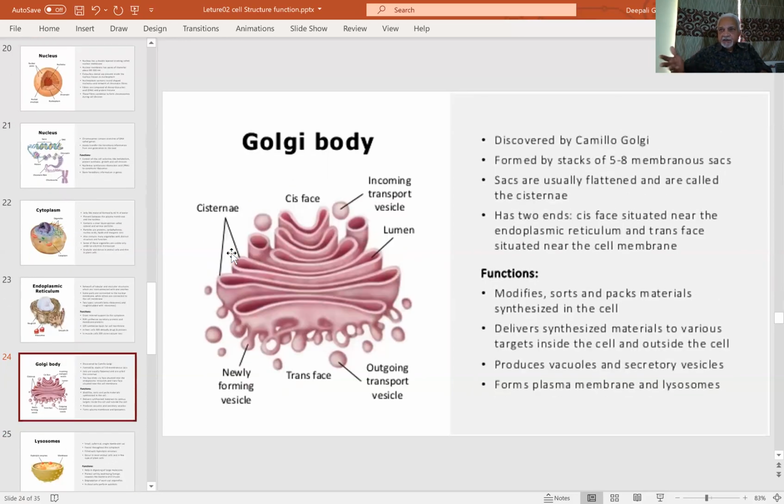And you have again another membranous structure, what is called Golgi body or Golgi complex. This deals with the cleaning up of the cell, where whatever waste material is generated, it is thrown out of the cell through this organelle, what we call Golgi complexes. So you have incoming and outgoing trafficking regulated by Golgi complexes.